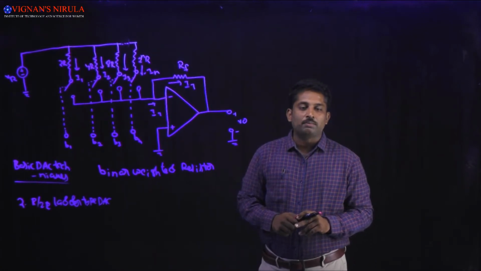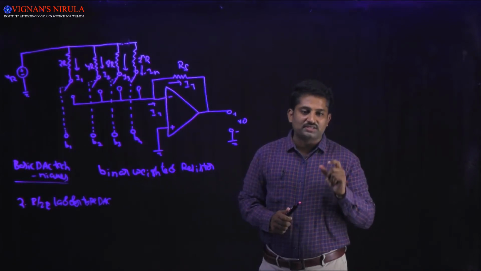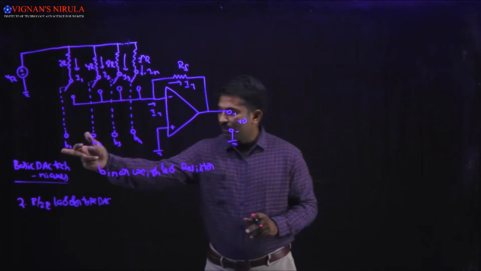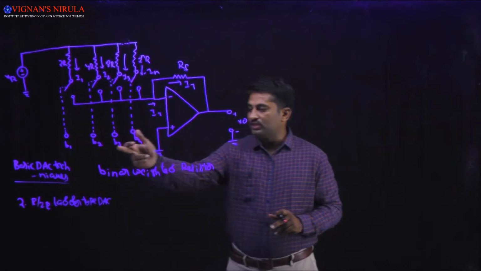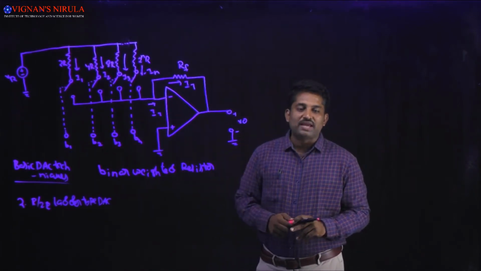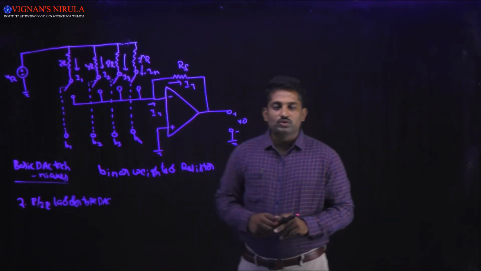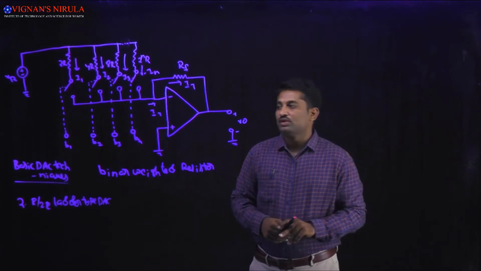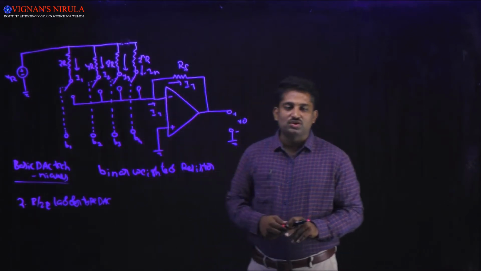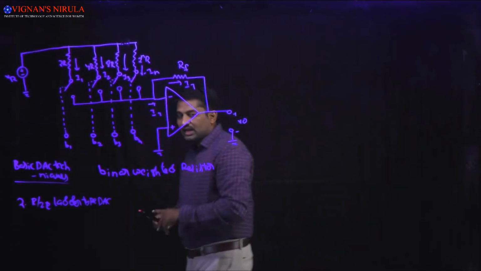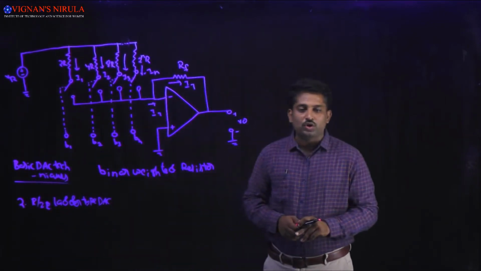generate n binary weighted currents, and these n binary weighted currents are controlled by the digital inputs which we apply at B1, B2, B3 and so on up to Bn. This binary weighted resistor DAC technique consists of an op-amp which has high input impedance. That's why the total current passing through the feedback resistance RF, the total current IT, will be equal to I1 plus I2 plus I3 plus so on up to In.